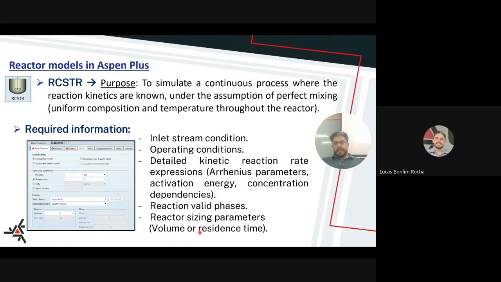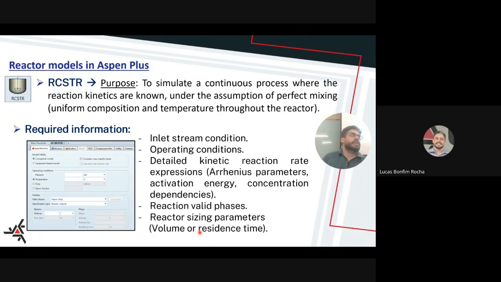So next, the continuous stirred tank reactor, as we discussed, is used to simulate a continuous process where the reactions are known. So we know the rate of production or the rate of consumption, and we can specify different models for this rate. We can specify a power law, we can specify LHHW, we can specify different models, and we have the assumption that we have a perfect mix.